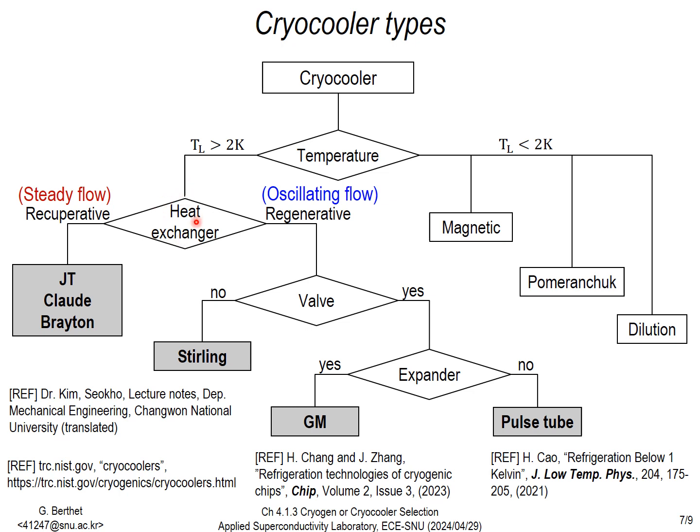Cycles that use a heat exchanger are called recuperative cycles and are usually useful for large-scale applications. In this category, there are the Joule-Thomson cycle, the Claude cycle, and the Brayton cycle. Cycles that use a regenerator, which is a thermal storage medium, are often favored for small-scale applications. These cycles can be divided further, considering if they use valves or not. The Stirling cycle uses no valves. And considering if they use an expander or not, the Gifford-McMahon cycle uses an expander, and the pulse tube cycle does not. For further reading about the cryocooler cycles and mechanisms, refer to the three references at the bottom of this slide.